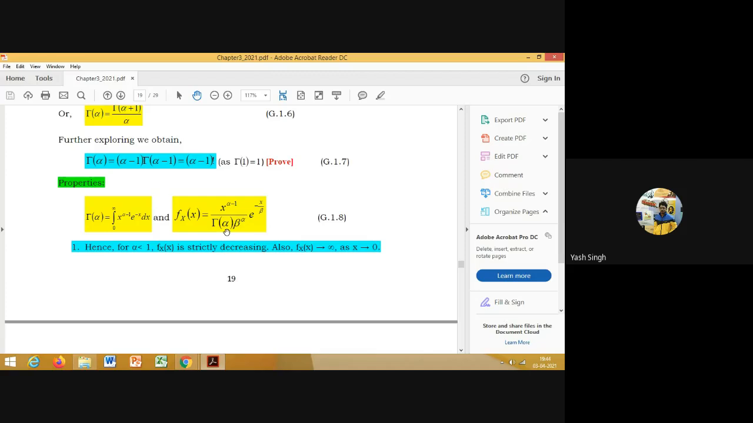Ma'am, the exponential function increases much more rapidly than the linear x function. So that is the reason the denominator part increases. As the denominator part increases, that is the direct reason. Mathematically, will you not be able to prove this property? What will happen to tau alpha as x tends to 0? Please check the expression and tell me, as x tends to 0, what will be the value of tau alpha?